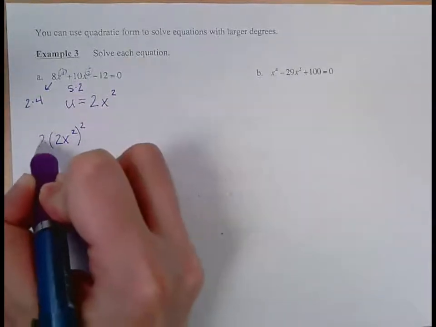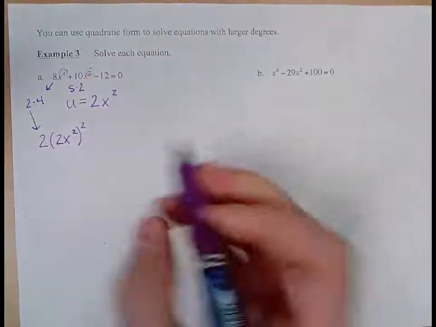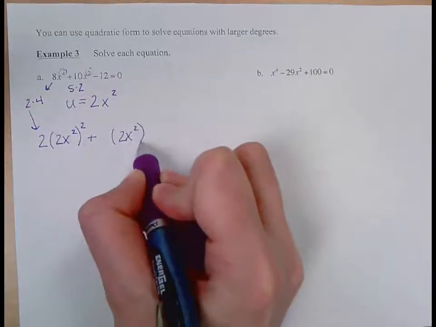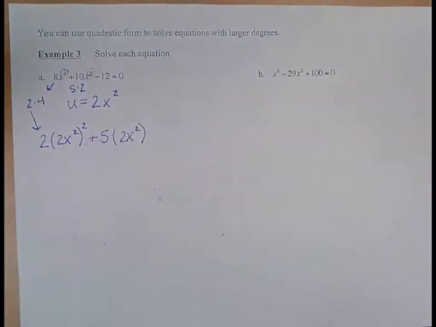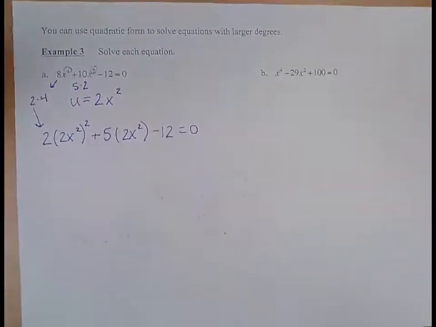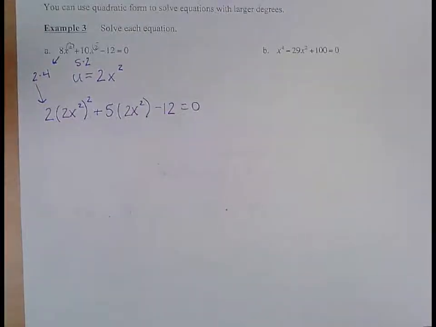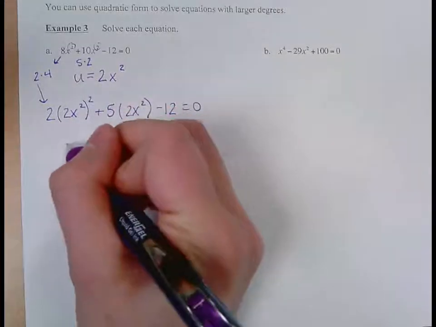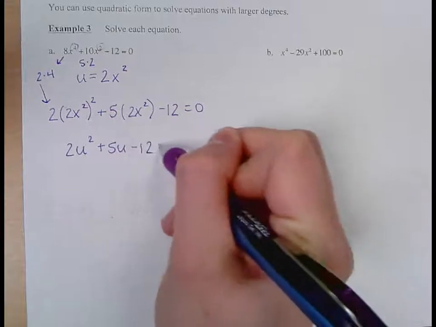So if I'm writing this in quadratic form, for my first term, I'll have 2x squared in parentheses squared. The number out in front would be the 2 from the 2 times 4. And then plus, for the middle term, again, I'm going to have the 2x squared in parentheses. The number in front would be the 5, since 5 times 2 is 10. And then the minus 12 stays. So this is the quadratic form, but now to actually solve this, I want to replace the 2x squareds with u. So my equation becomes 2u squared plus 5u minus 12 equals 0.